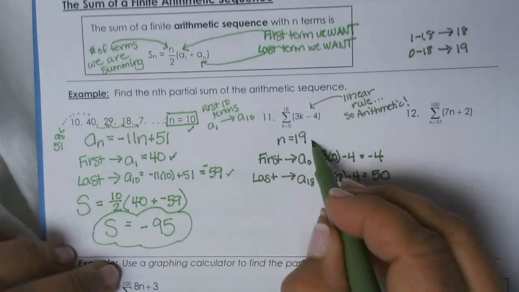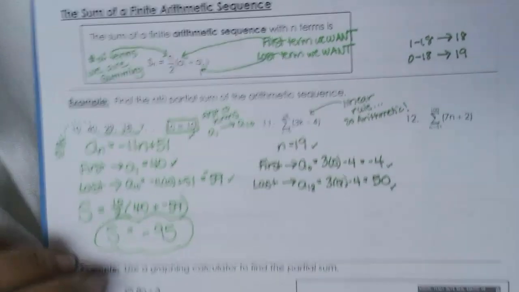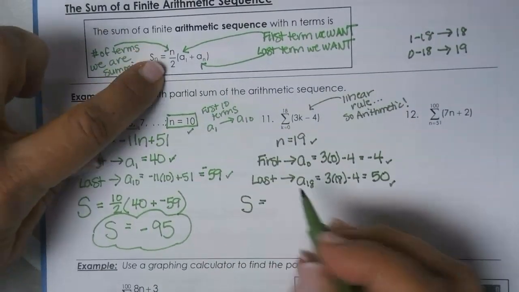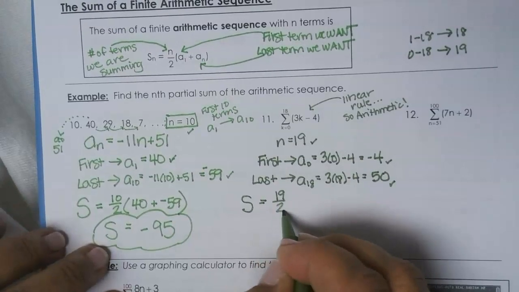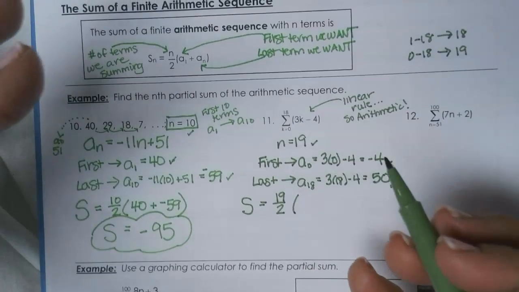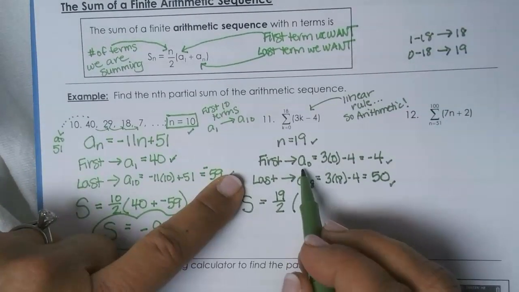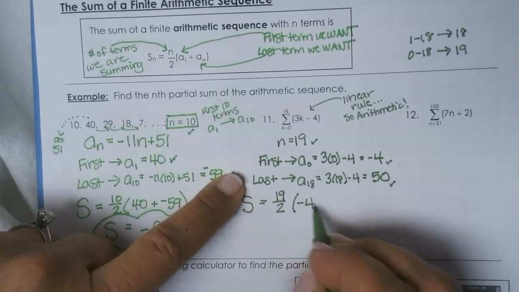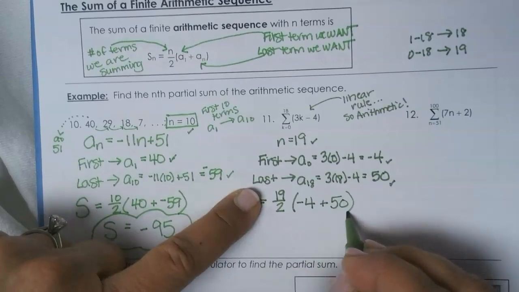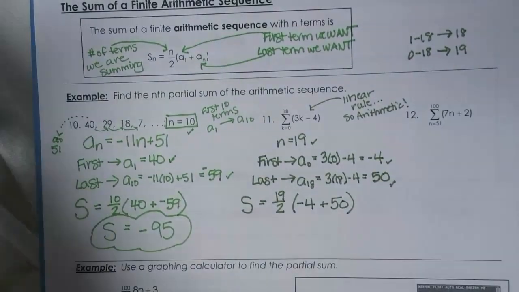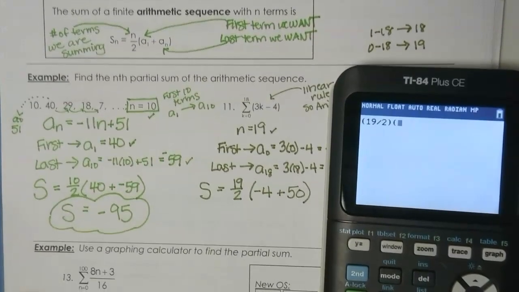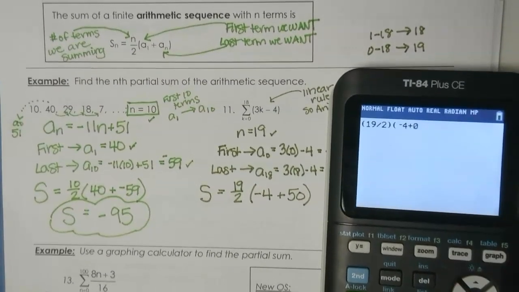And now we have n, a sub 1, and a sub n, and we can put it into the summation formula. N over 2, so 19 over 2, times a sub 1, again, which isn't literally a sub 1. It's the first term we wanted, which was a sub 0, which was negative 4, plus the last term that we wanted, which was 50. And then again, we can put that into the calculator. 19 over 2 times negative 4 plus 50.